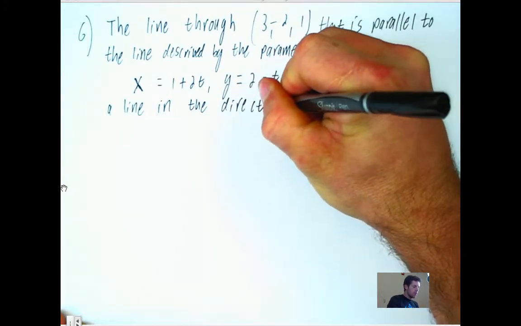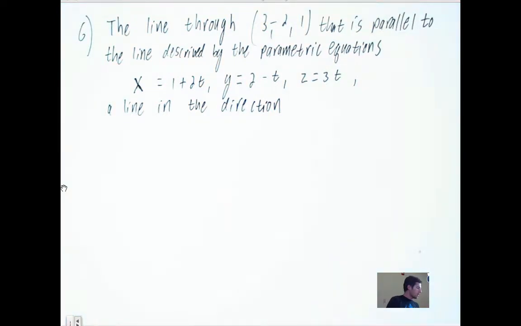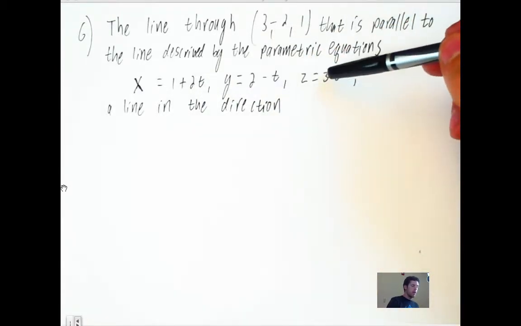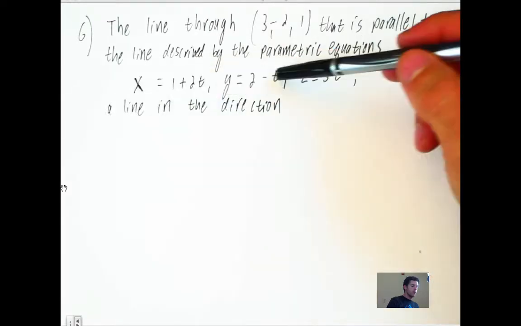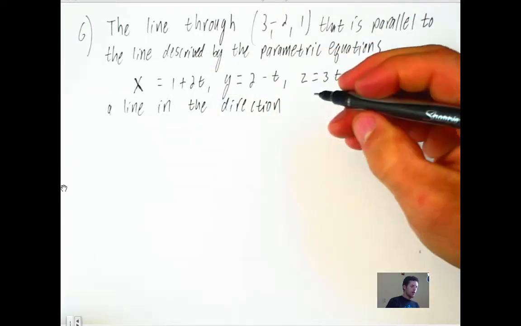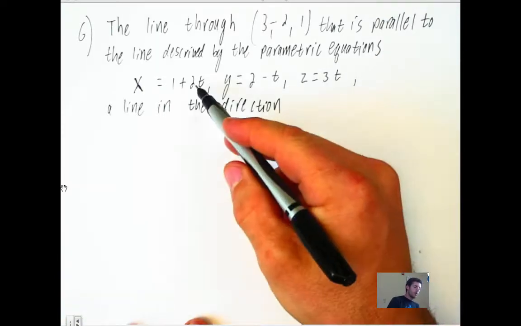I am meant to find parametric equations for a line through a certain point that is parallel to another line described by some parametric equations. Okay, so this set of equations describes a line in the direction, well, I can just read off the direction by looking at the coefficients of t.